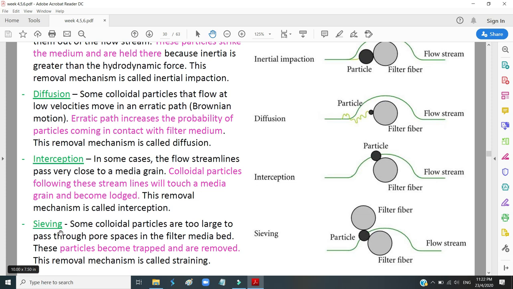And then finally, sieving. Some colloidal particles are too large to pass through pore spaces in the filter media bed. These particles become trapped and are removed. This removal mechanism is called straining. So in this one, the particle is too large. It's stuck between two filter fibers. You can see this one, the filter fibers are quite far apart, but because the particle is larger, it will be stuck. So this is also one of the filtration mechanisms.